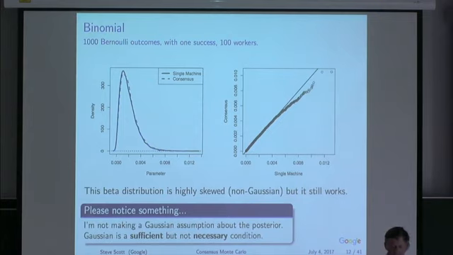I'm going to take my 1,000 coin flips and divide them up among 100 different worker machines, so each machine is only going to see 10 of my coin flips. This is the sort of thing that you would expect is really going to break this example, because not only is the full data posterior highly non-Gaussian, the worker-level posteriors have even less data, so they're even more non-Gaussian. They're even farther away from central limit theorems and things like that.